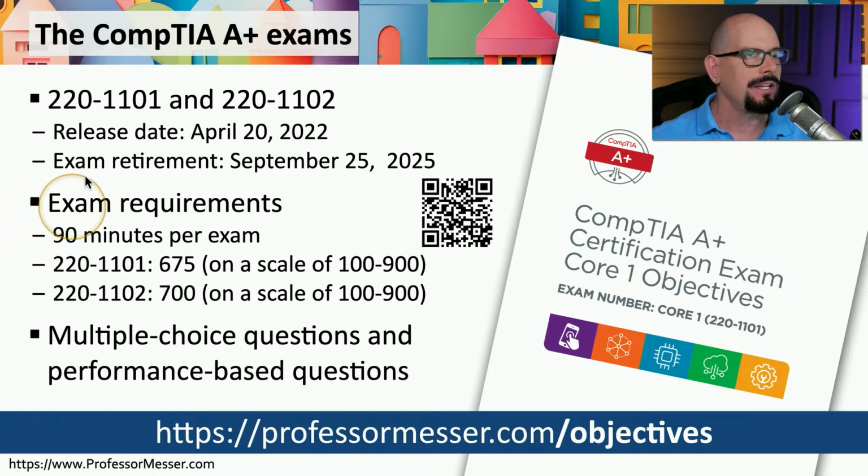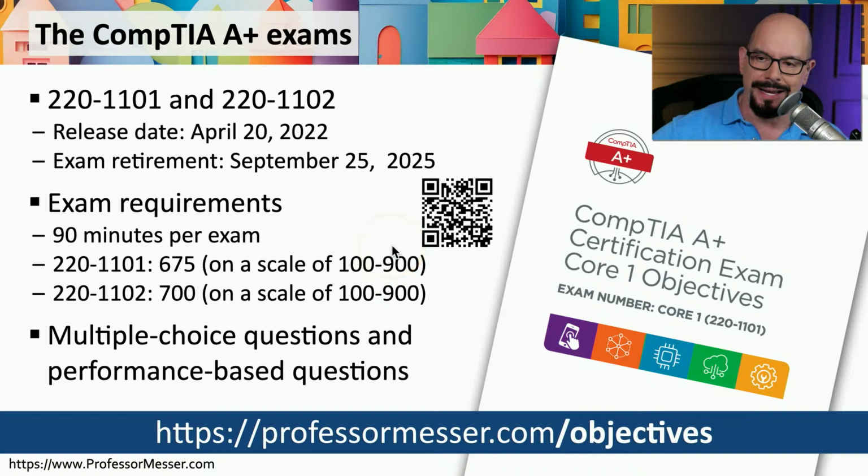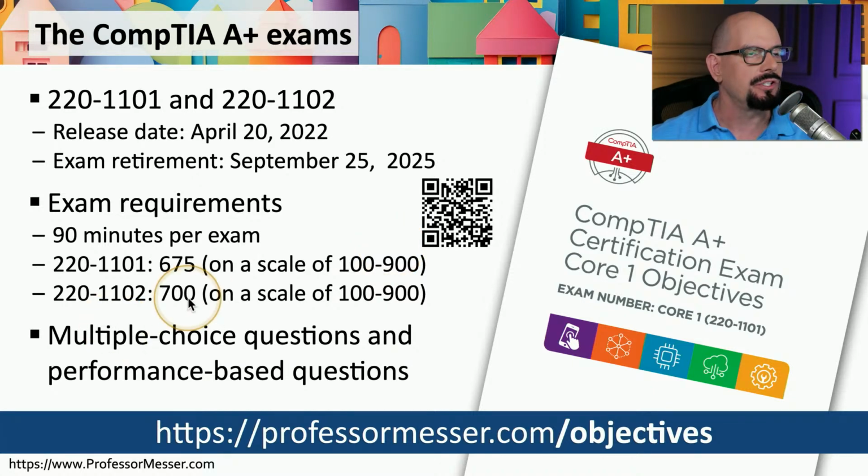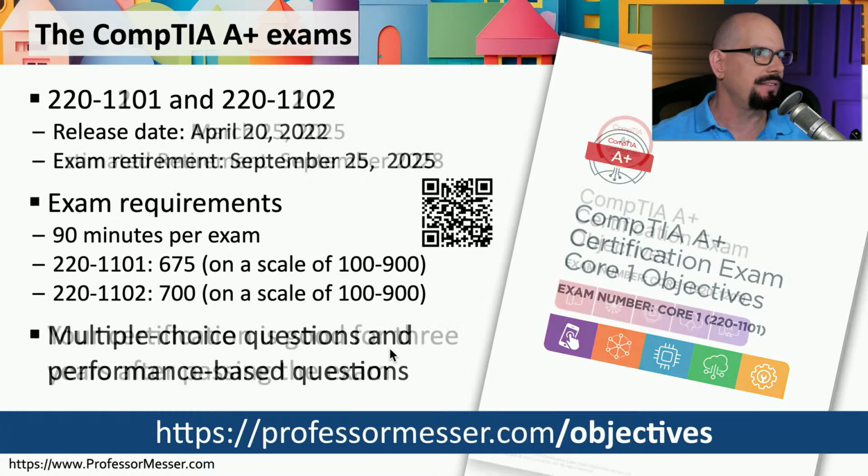The exam itself, each one of these exams, the 1101 and the 1102, are 90 minutes each. For the 1101, you need to score 675 on a scale from 100 to 900. And on the 1102, you need to score a 700 on a scale from 100 to 900. The exams themselves are mostly multiple choice, but you may also be asked other types of questions. These are other questions that CompTIA refers to as performance-based questions, and we will be going through one performance-based question today in this live stream.